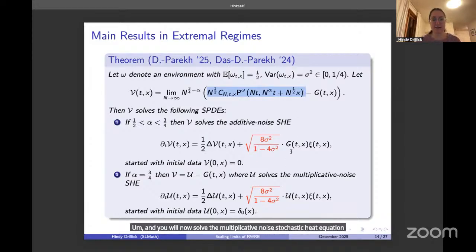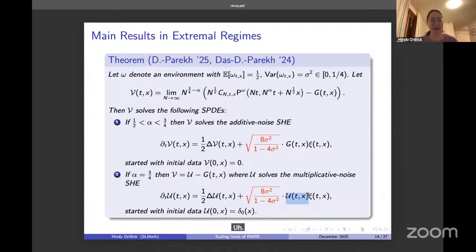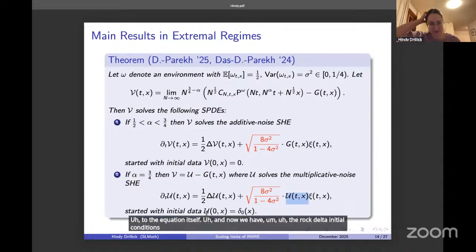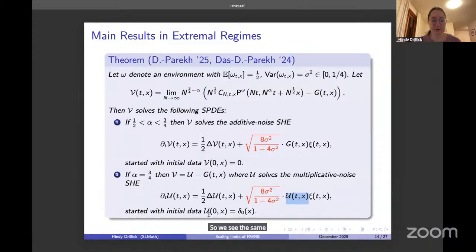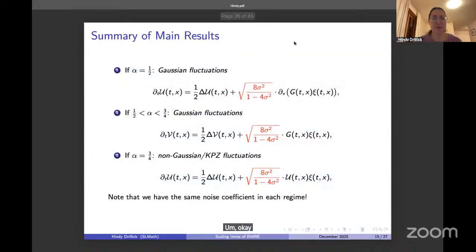So now instead of the heat kernel here, we have U here, which is the solution to the equation itself. And now we have Dirac delta initial conditions, which is just reflecting the fact that the original random walk started from 0. So we see the same initial condition for the limiting SPDE. Okay, so let me just put all three SPDEs on one slide so we can compare them.